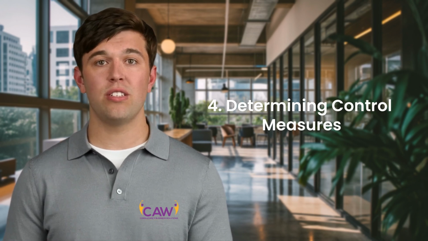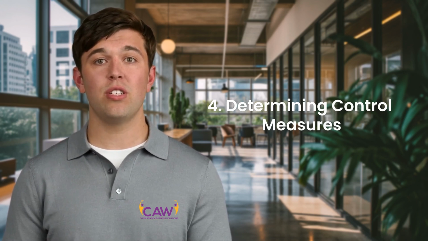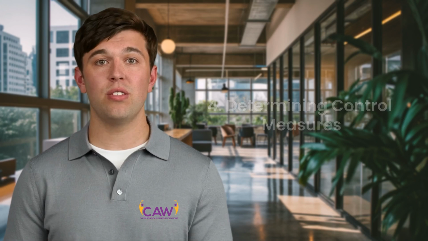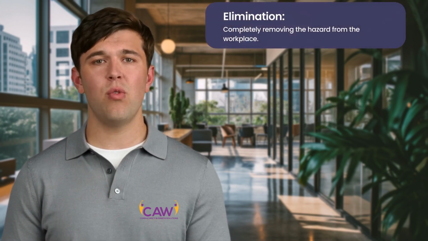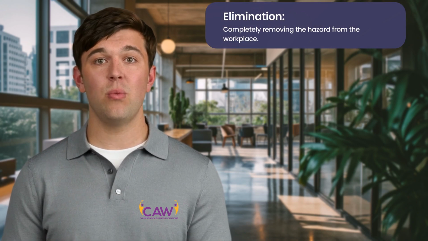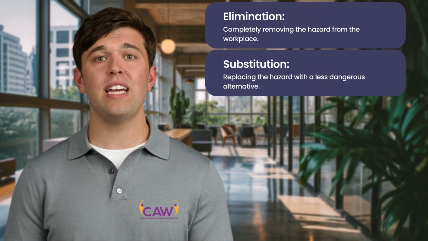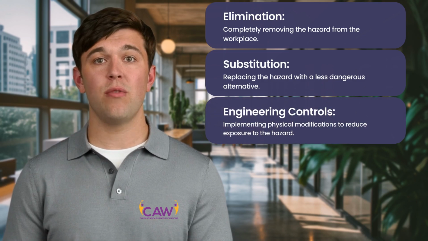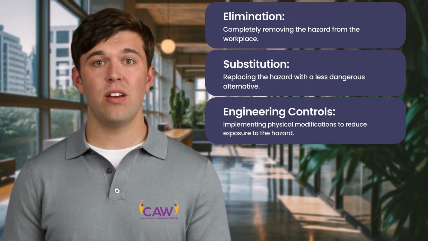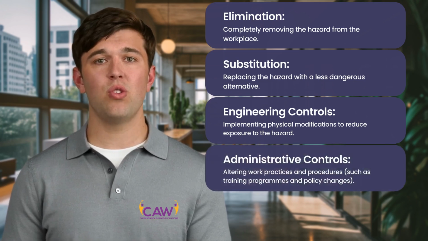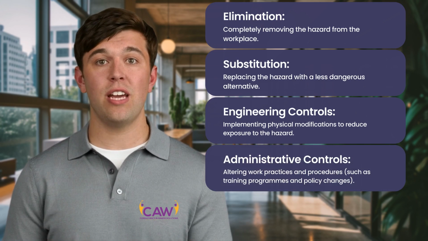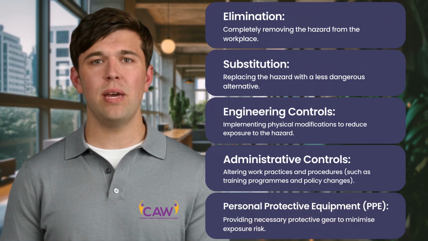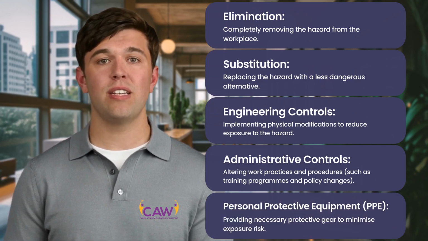After evaluating the risks, it is crucial to select appropriate control measures to mitigate them effectively. The hierarchy of control measures should be adhered to, which includes: 1. Elimination, completely removing the hazard from the workplace. 2. Substitution, replacing the hazard with a less dangerous alternative. 3. Engineering controls, implementing physical modifications to reduce exposure to the hazard. 4. Administrative controls, altering work practices and procedures, such as training programs and policy changes. 5. Personal protective equipment, PPE, providing necessary protective gear to minimize exposure risk.